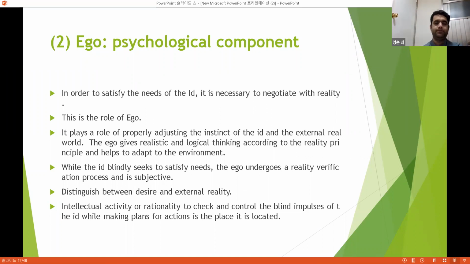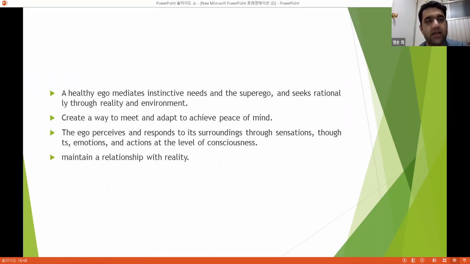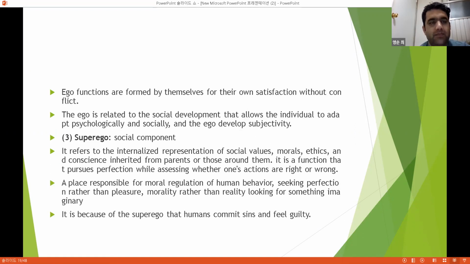A healthy ego. So what is the healthy ego? The healthy ego mediates instinctive need and the superego, seeking rationally through reality and the environment a way to meet and adapt, to achieve peace of mind. The ego perceives and responds to the surroundings through sensations, thoughts, emotions, and actions, which are the levels of conscious, and maintains the relationship with reality. Ego functions are formed by themselves or for their own satisfaction without conflict, and the ego is related to social development that allows the individual to adapt psychologically and socially, and the ego develops subjectivity.